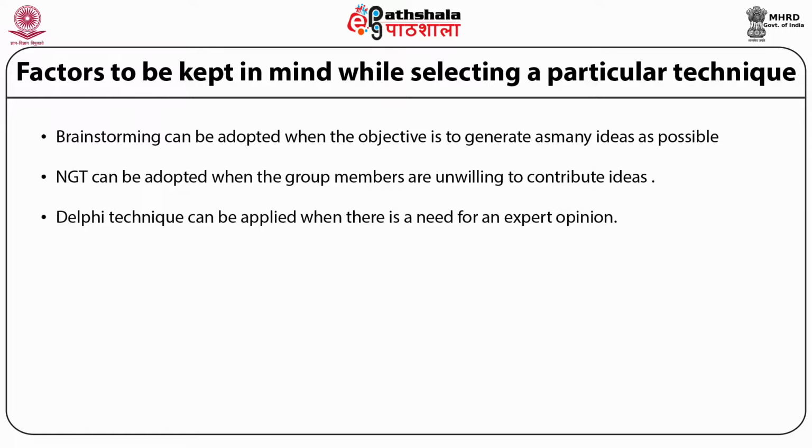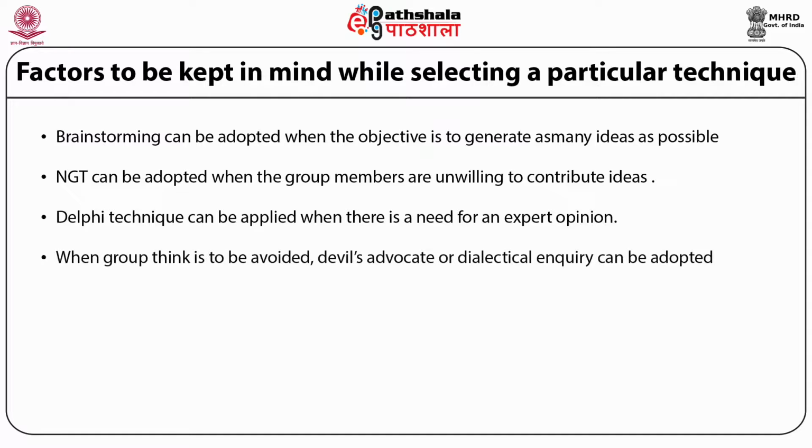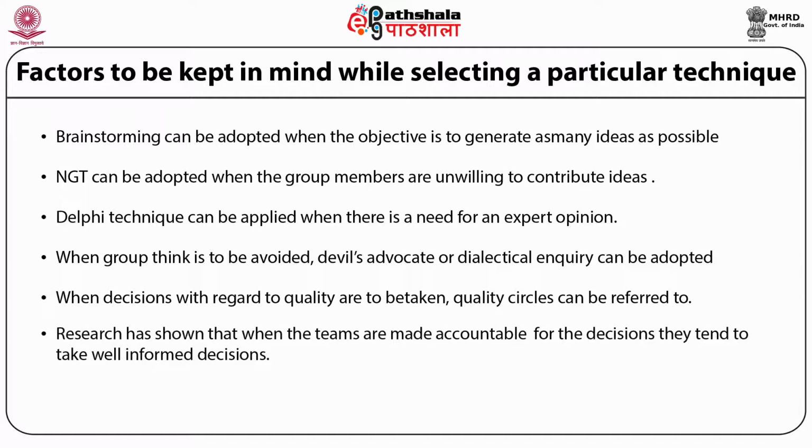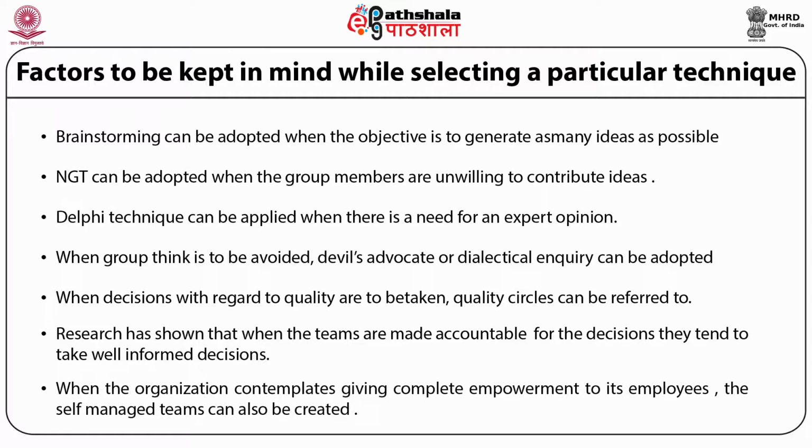Now, when the group wants that groupthink should be avoided, devil's advocate or dialectical inquiry can be adopted. When decisions with regard to quality are to be taken, quality circles can be referred to. Now, research has shown that when the teams are made accountable for the decisions, they tend to take well-informed decisions. When the organizations contemplate giving complete empowerment to its employees, the self-managed teams can also be created.